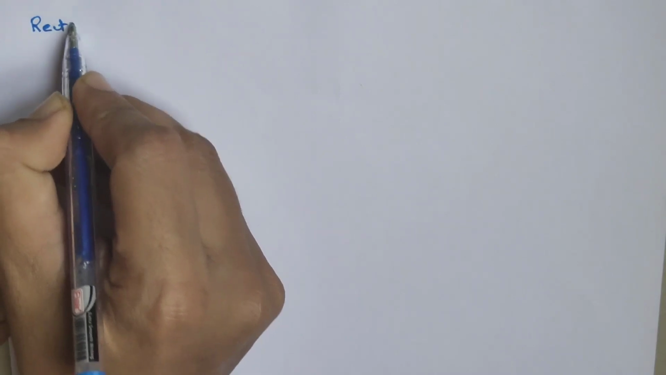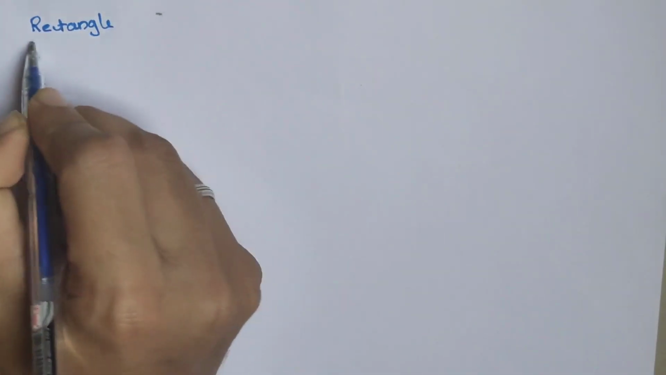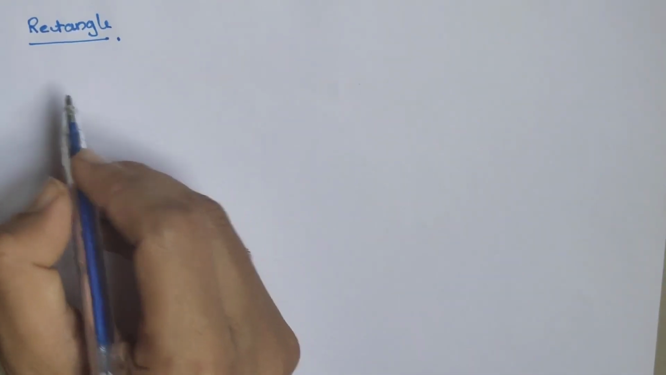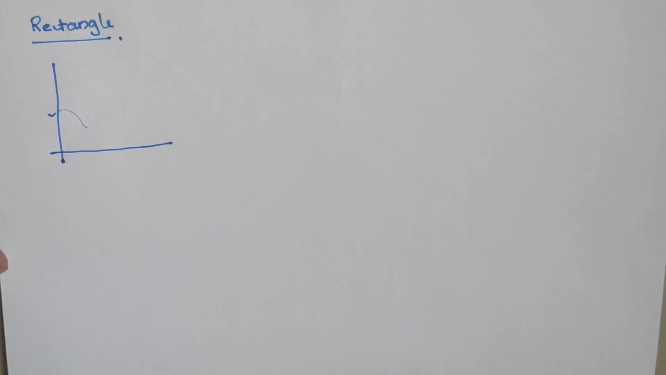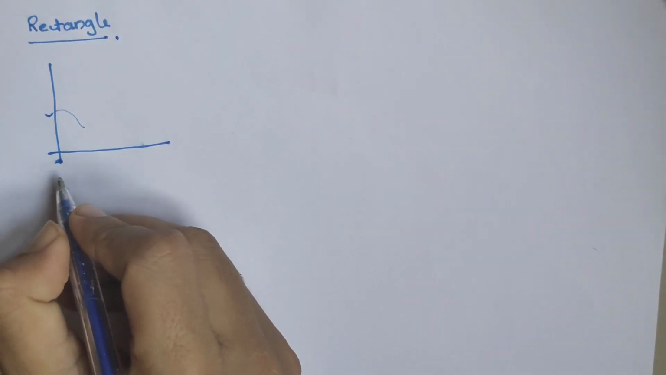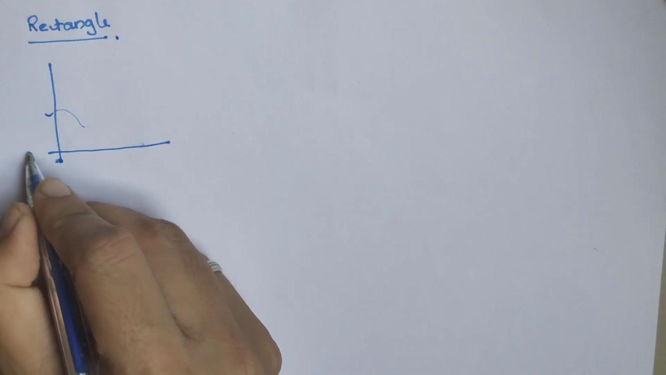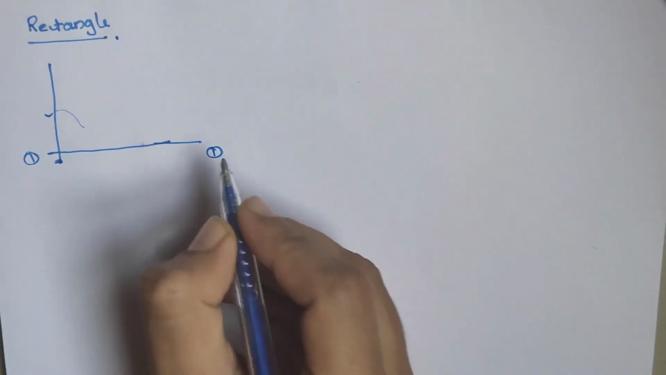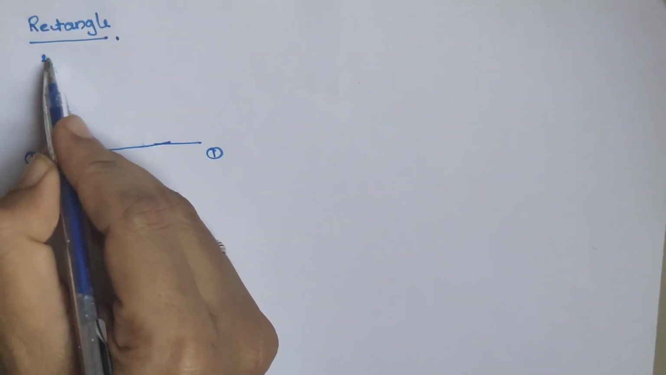Dear students, first of all we will start with the centroid of some plane figures. Plane figures like rectangle, triangles, square and circle. So first we will see about rectangle. First of all we will draw two reference lines. Now here we will take this as line 1-1 and line 2-2.